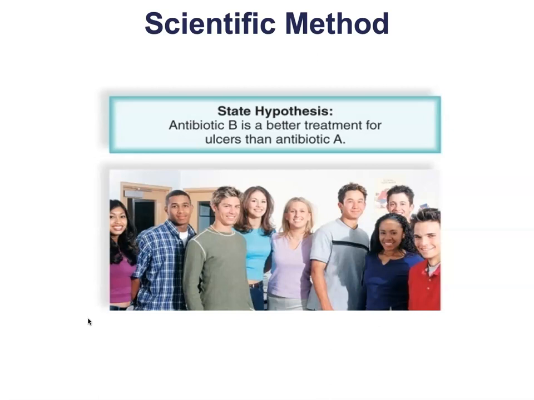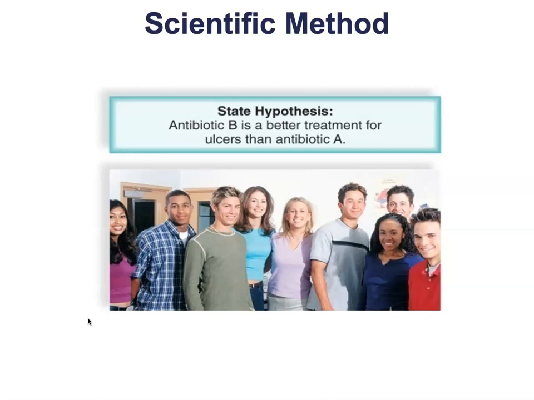So our hypothesis in this case, if we want to compare the latest and greatest new drug out there to whatever is the current leading brand, we're going to start off by stating antibiotic B is a better treatment for ulcers than antibiotic A. Very simple. That's a very cut and dry statement. It should be either true or false. Antibiotic B is a better treatment for ulcers than antibiotic A.